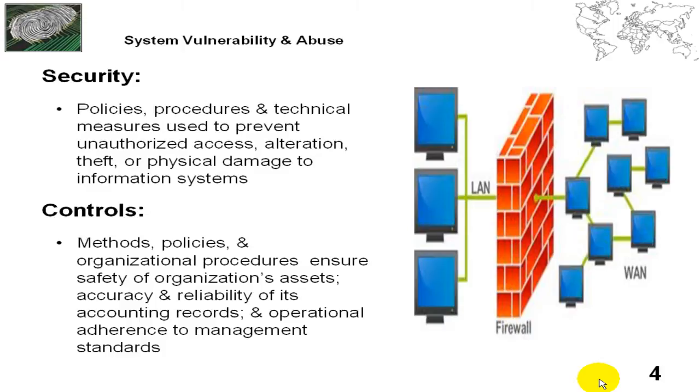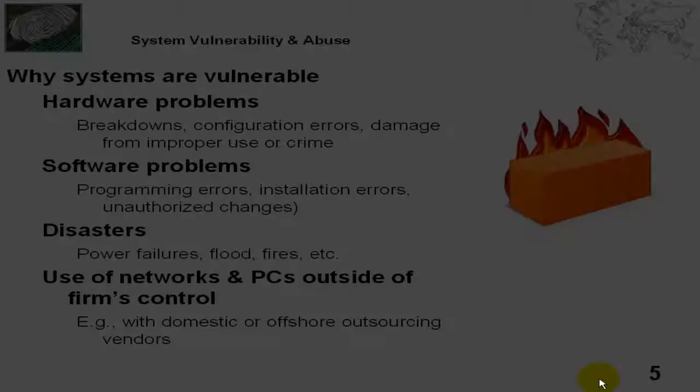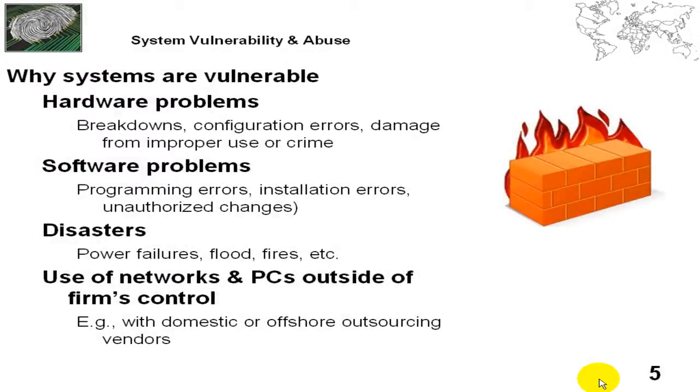This slide introduces the need for both security and controls in today's business in order to safeguard information systems. Slide number 5 discusses the main categories of threats to information systems. When a large amount of data is stored digitally on PCs and servers and in databases, they're vulnerable to many kinds of threats. What threats? And that's what you need to look at.